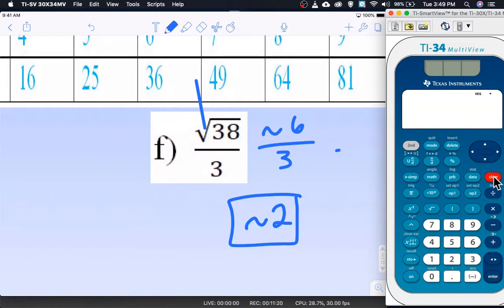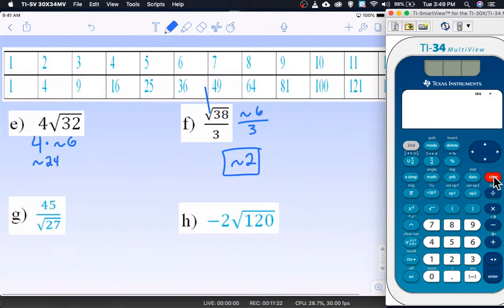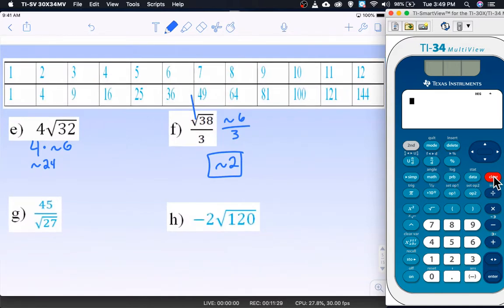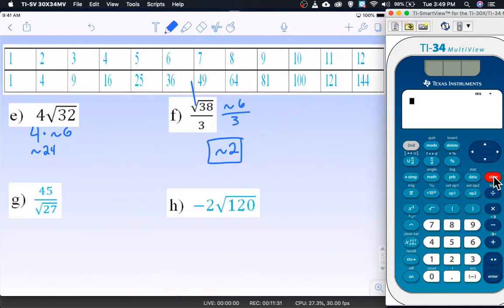Okay? Now, I would like you to try these next two, letter G and H. Again, don't use your calculator to do the work. Use your brain and your problem solving and your reasoning. When you're ready to continue, hit play and we'll go through it together.